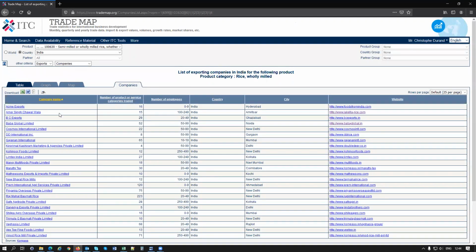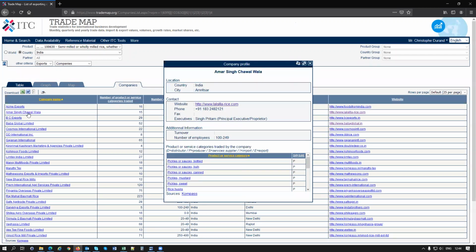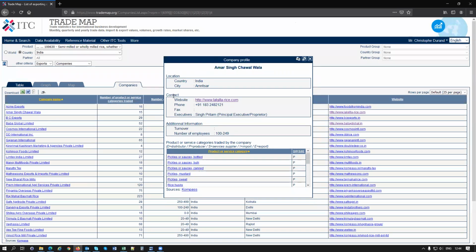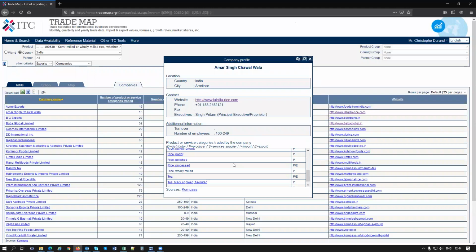Right. Now, just for you to understand what kind of information we've got, you can click on the name of the company and get more information about what the company does, right? So not only the city and the website, but also the phone number. That's important to make a business contact, to actually be able to contact it, and quite importantly, all the different products that they are producing or trading.